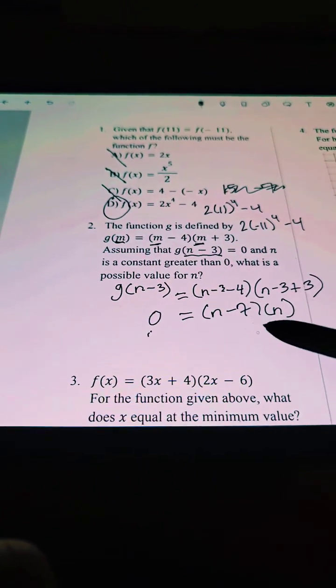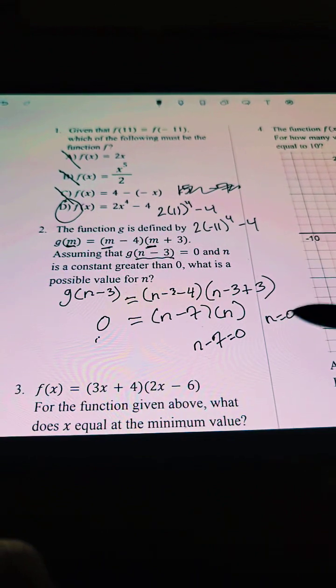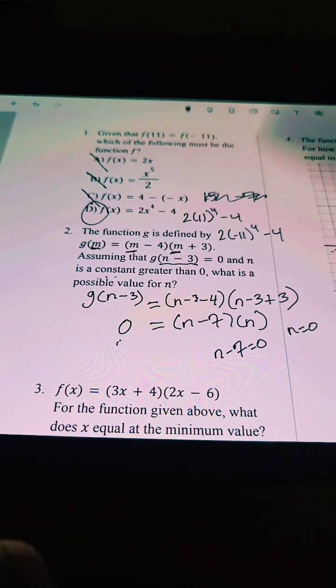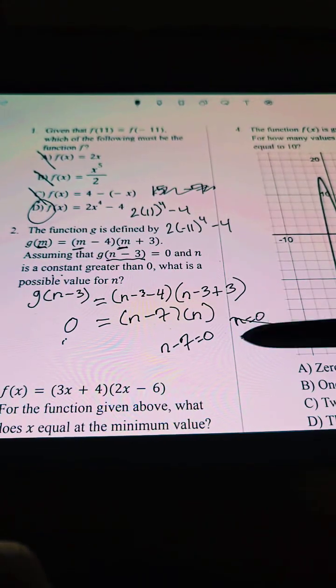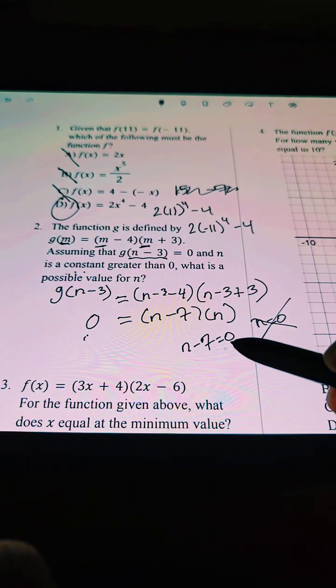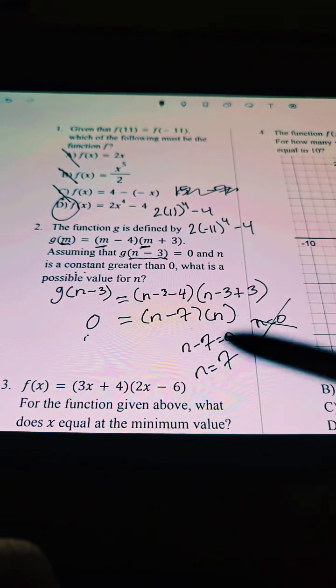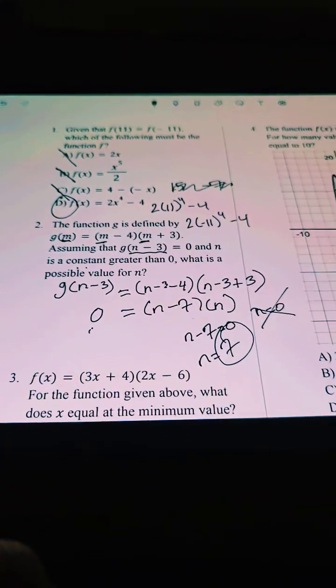So we could technically say n minus 7 equals 0, and n also is equal to 0, but the problem is the question told us that n has to be a constant greater than 0. So it can't be this one based off of that. But if we add 7 to each side over here, we see that n is equal to 7, which is a constant greater than 0, so that has to be our answer.